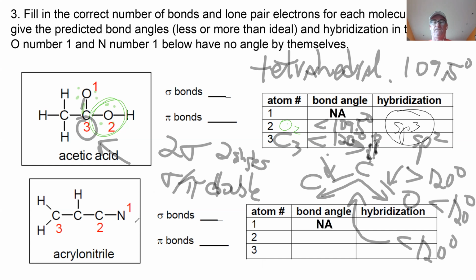Professor? Yeah. I'm looking at the chart. Is there an example of when the angles are going to be more than? Because I just keep seeing less than. Well, it depends on which angle you're looking at.